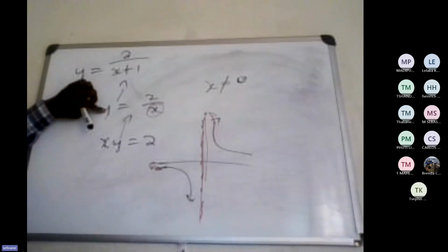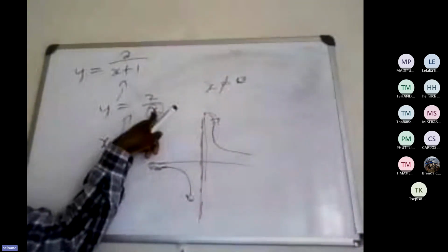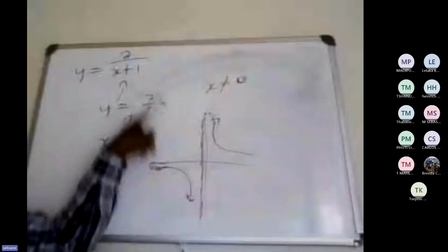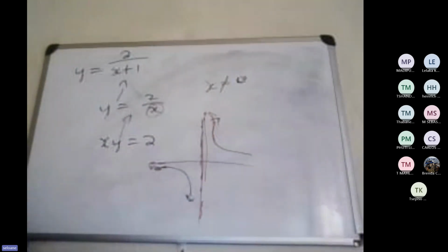Can we find the y-intercept? That is, can we replace x here by 0? No, it will be y equal to 2 over 0, which is undefined. Therefore, this is the mother graph.